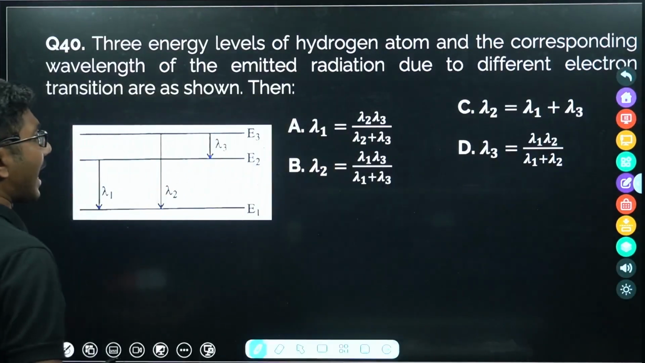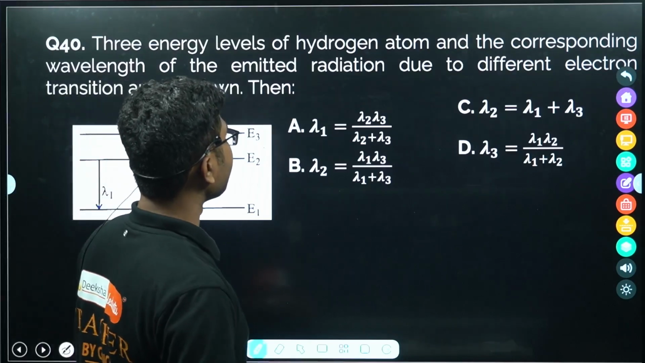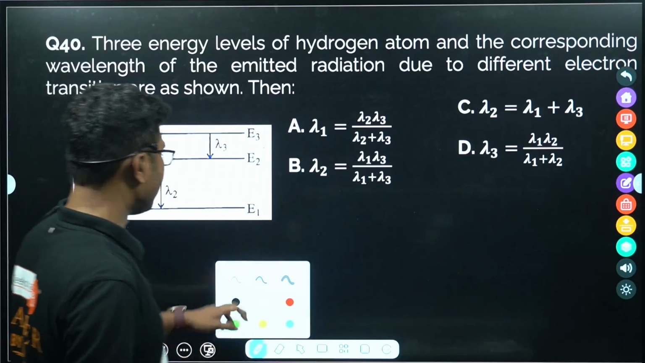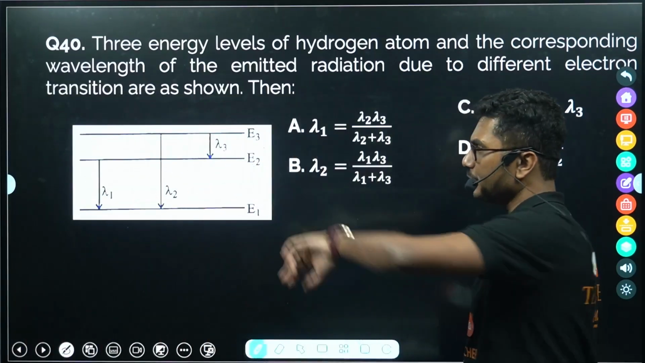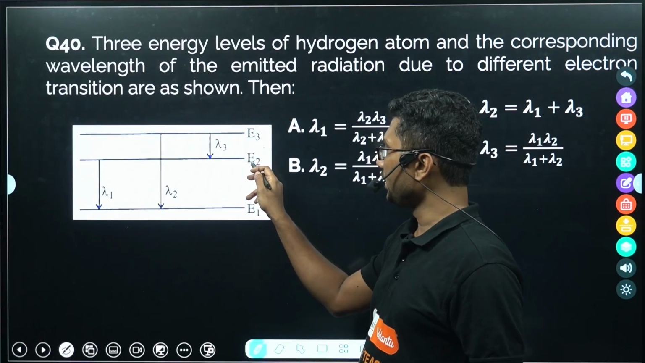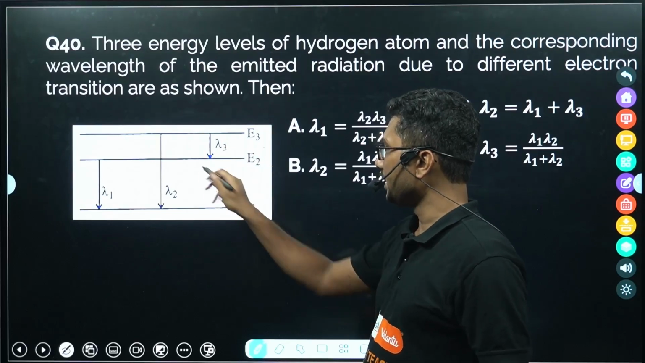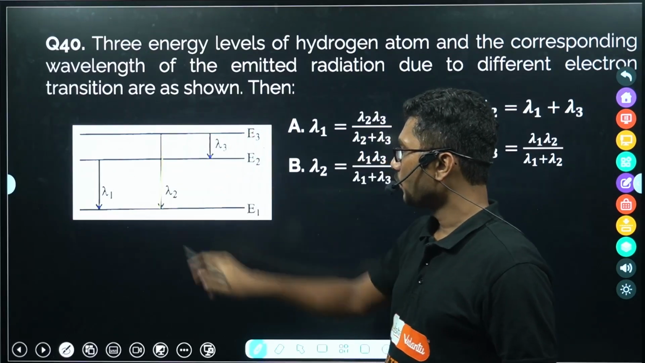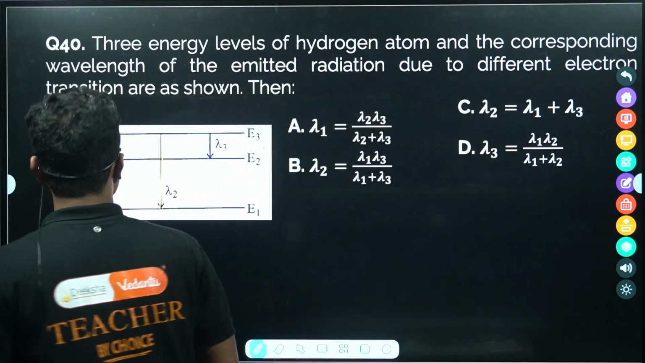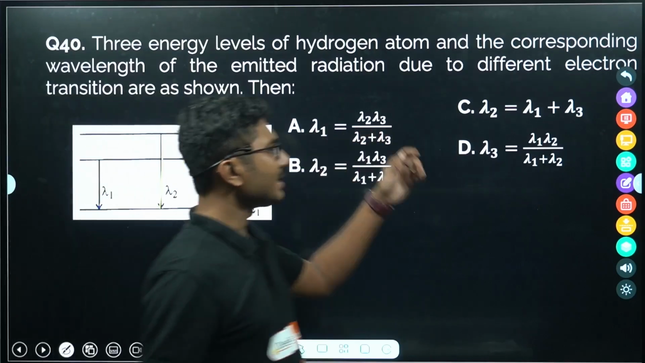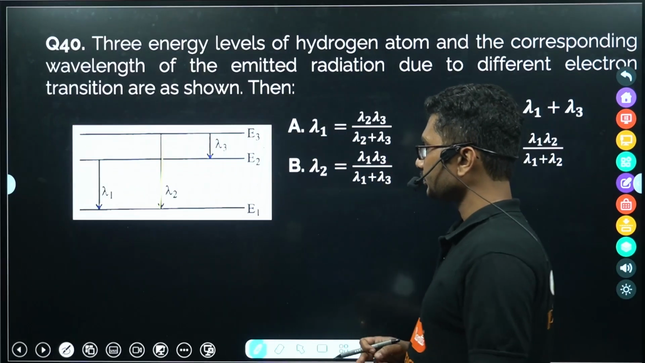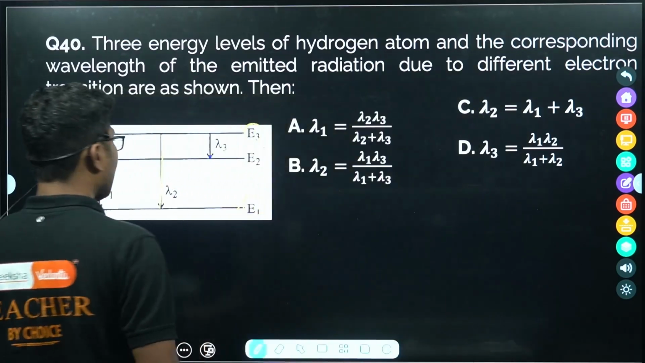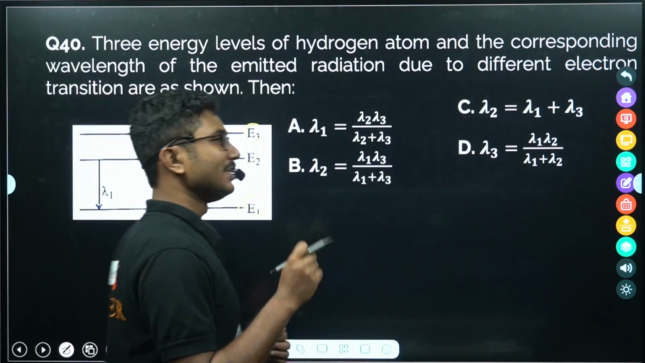The energy levels of the hydrogen atom and the corresponding wavelengths of the emitted radiation due to different electron transitions are shown in the figure. From E3 to E2 is lambda 3, from E2 to E1 is lambda 1, and from E3 to E1 is lambda 2. So these three emission lines are shown. Then they have asked you to find which relation is correct. We know that whatever this energy difference is, it should equal the energy gap, that is h nu.